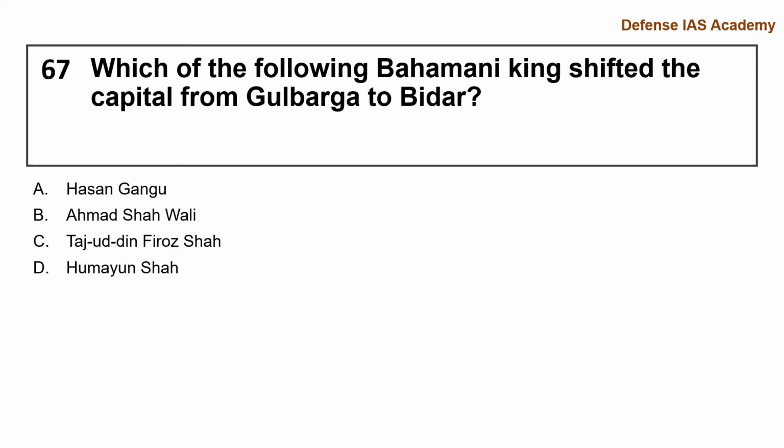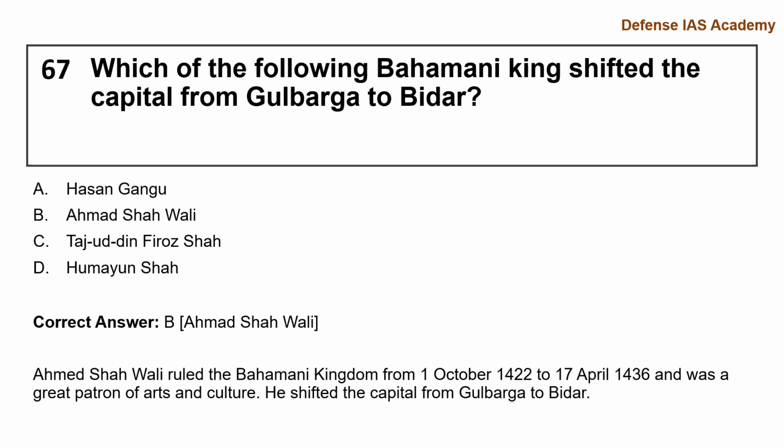Question 67. Which of the following Bahmani kings shifted the capital from Gulbarga to Bidar? The correct answer is option B, Ahmad Shah Wali. Ahmad Shah Wali ruled the Bahmani kingdom from October 1, 1422 to 17 April 1436 and was a great patron of arts and culture. He shifted his capital from Gulbarga to Bidar.